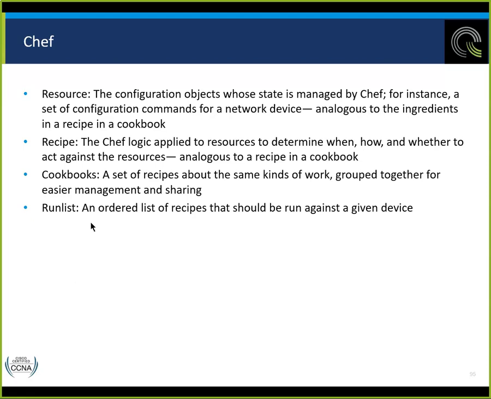When we look at it, the resource is the configuration objects managed by Chef, a set of configuration commands for a network device, analogous to the ingredients in a recipe in a cookbook. The recipe is going to be the Chef logic applied to the resources to determine when, how, and whether to act against the resources. The cookbooks are going to be a set of recipes about the same kinds of work, grouped for easier management and sharing. And the run list is an ordered list of recipes that should be run against a given device.